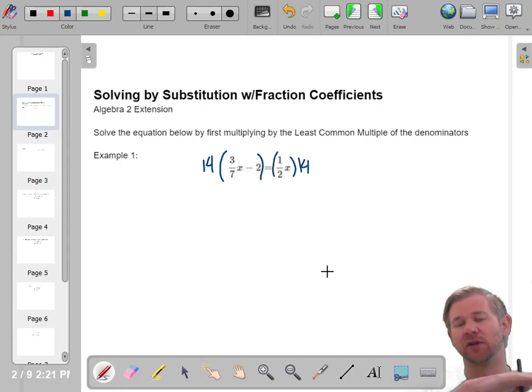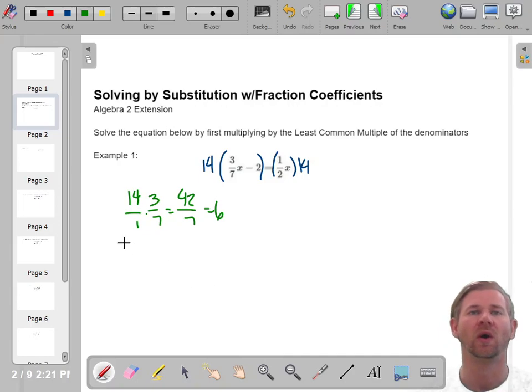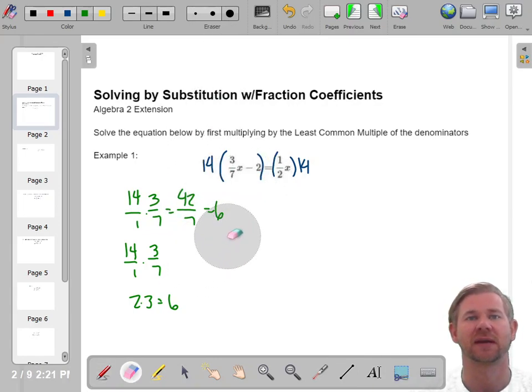And when I do this, I'm multiplying everything in the problem by 14 with the goal being to remove all of these denominators. So you can multiply 14 over 1 times 3 over 7 two ways. You can multiply 14 times 3 and get 42 over 7 and get 6. Or, probably easier, first do the 14 over 7. 14 over 7 is 2. 2 times 3 is 6. But we're practicing our mental math skills a little bit, practicing multiplying numbers times fractions.